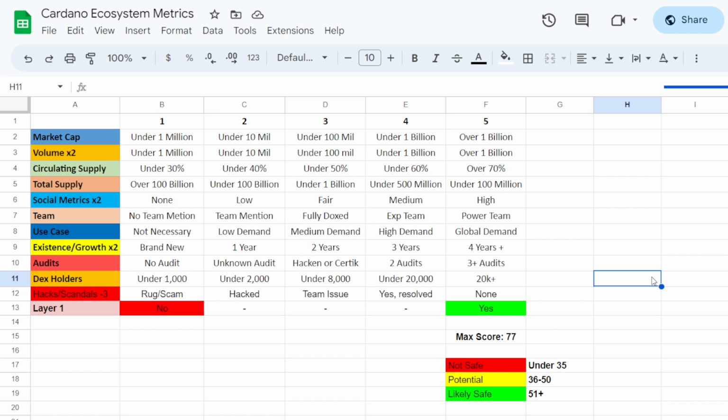But what I'm also finding is, so far, not that many projects are falling in the 51 plus category yet. I think there might be 2 in the entire Cardano ecosystem so far. The majority of them are showing potential, and that's okay, because a lot of them are new.